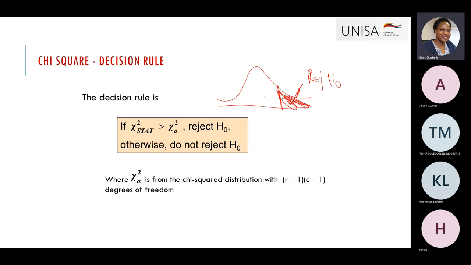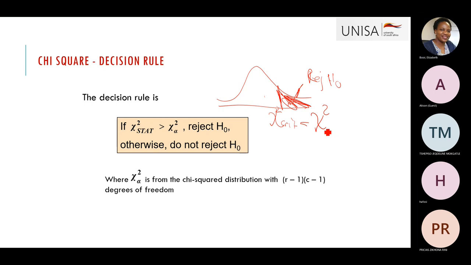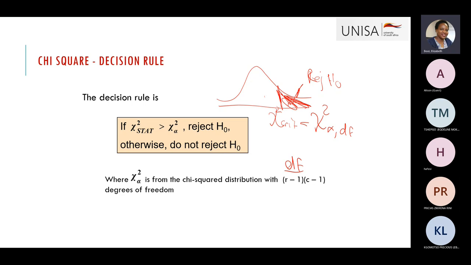How we find the region of rejection, or what we call the critical value, which is the chi-square critical value, is by using the alpha value, or what we call the level of significance, and the degrees of freedom. And our degrees of freedom is always the number of rows minus one times the number of columns minus one. That is the degrees of freedom. You count how many rows we have, how many columns we have, and you multiply the product after you have subtracted one from the rows and the columns. And then you go to the table to make a decision.